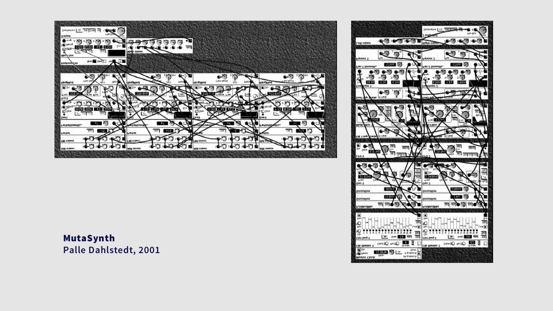MutaSynth is equipped with the usual crossover and mutation operators, as well as an insemination operator that controls how much of each parent is injected into their offspring. An interpolation operator allows one to set the position of the offspring on the line between the parents in the parameter space. The user can also manipulate the parameters of a given patch manually in the sound engine.